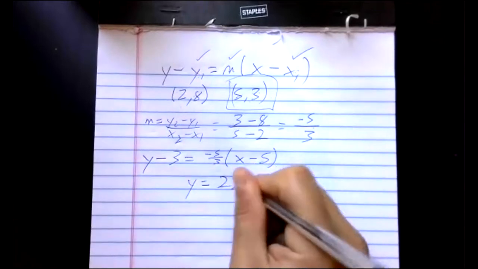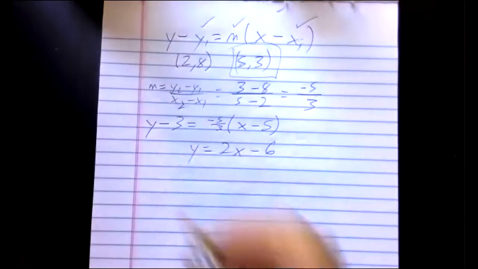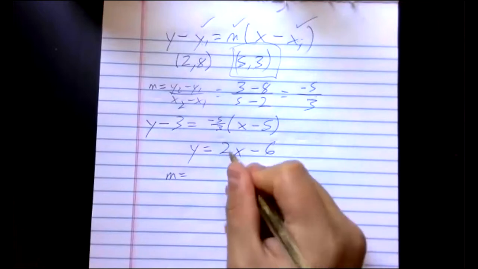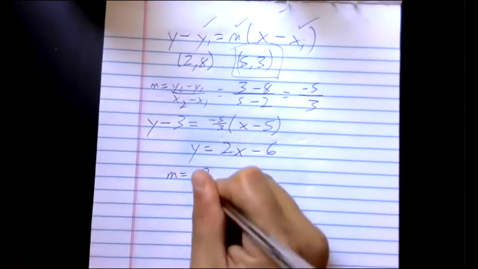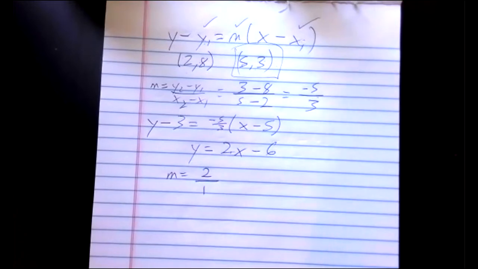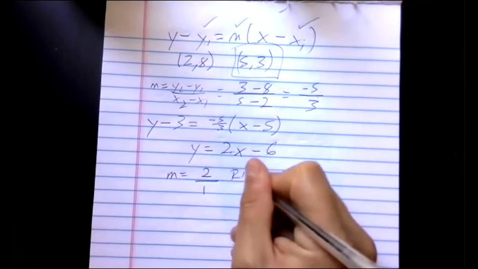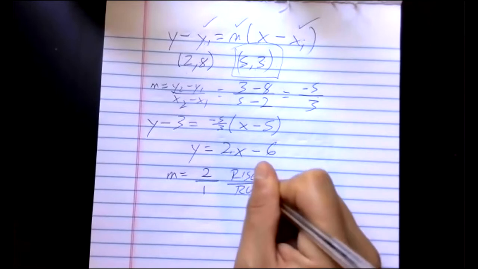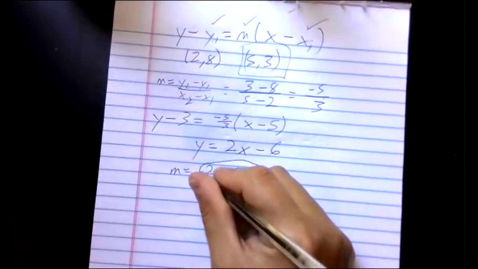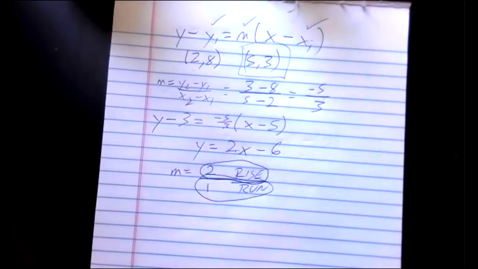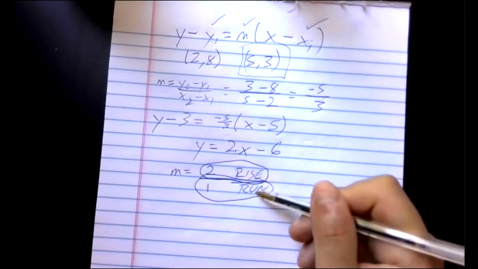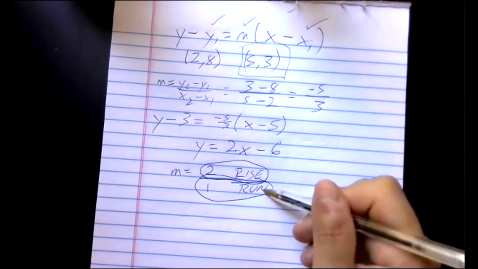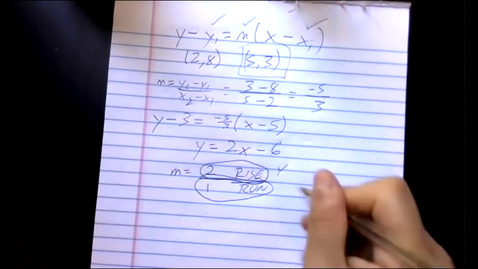Y equals 2x minus 6. Now the slope is 2. I can make that into a ratio by just saying 2 over 1. Slope is rise over run. Rise 2, run 1, which means we go up 2 spaces, rise. Run means go 1 to the right. Rise is y direction, run is x direction.